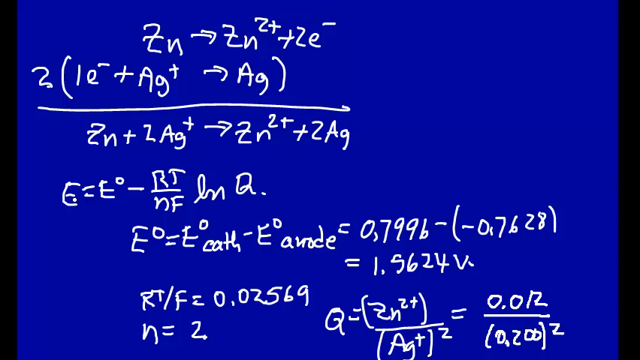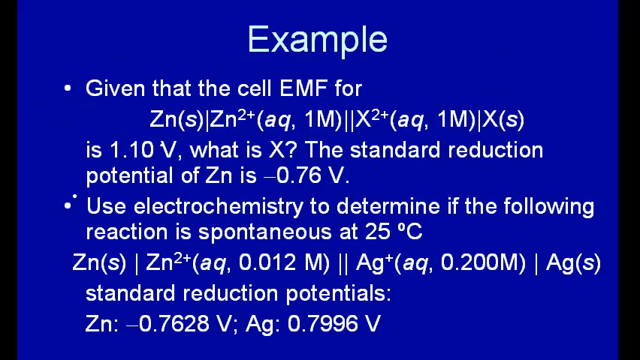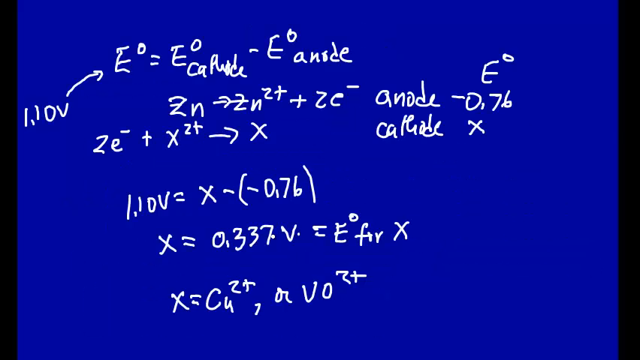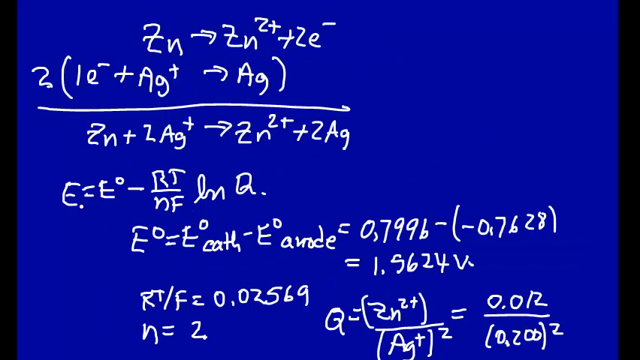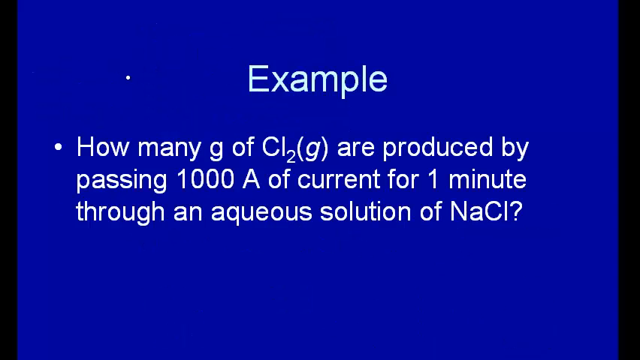So now we have everything in here to calculate the cell voltage. Why are we calculating the cell voltage? Well, the question asked, is the following reaction spontaneous? So if we calculate the cell voltage and find that it's greater than 0, the reaction will be spontaneous. And if it's less than 0, the reaction will not be spontaneous.